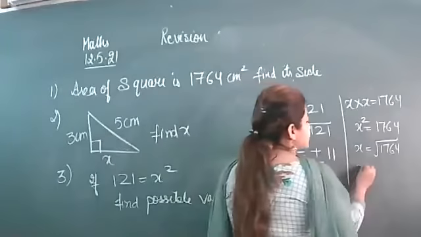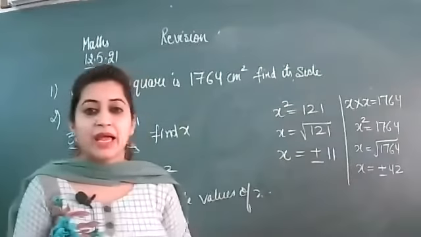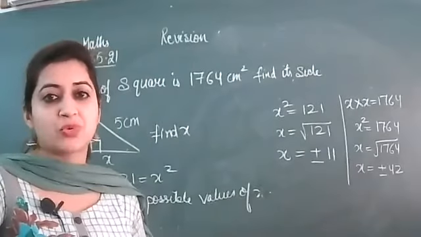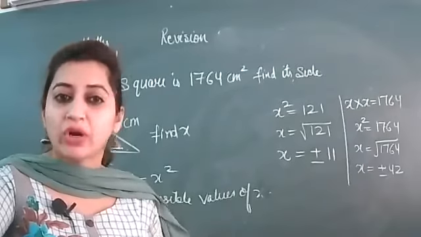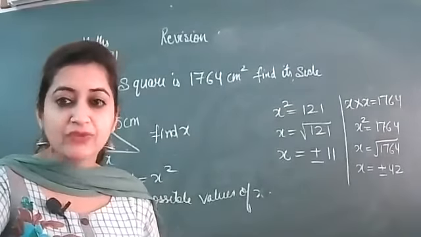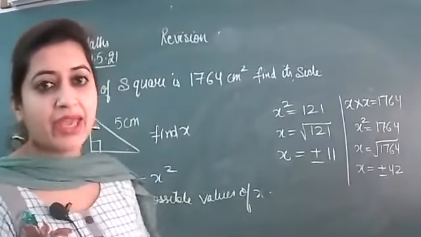So this x has two values, plus minus 42. Ma'am, actually it is the side of the square, and the side of the square cannot be negative. So you will write here minus 42 is not possible because the side cannot be negative. So the side of the square is 42 centimeters. Okay. Thank you, ma'am.